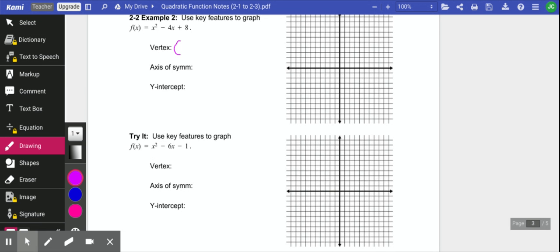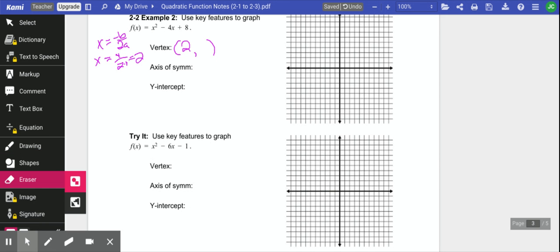Okay, so find that vertex point. It is not in vertex form, so we can't just look at it and see what the vertex is. We're going to use what we just did, x equals negative b over 2a. So our b is negative 4, so negative negative 4 is positive 4, and a is 1. So we get 4 divided by 2, which is 2. So the x-coordinate of our vertex is 2.